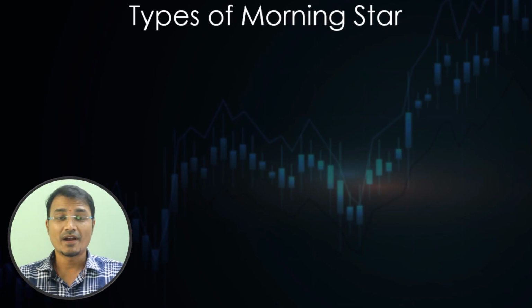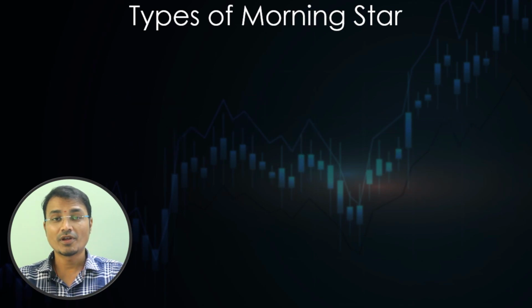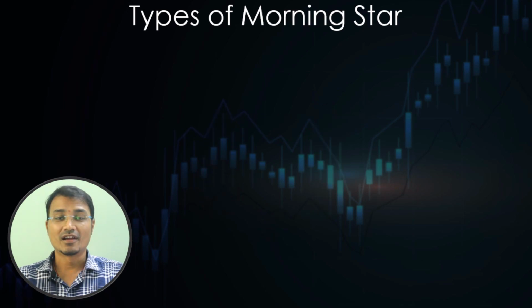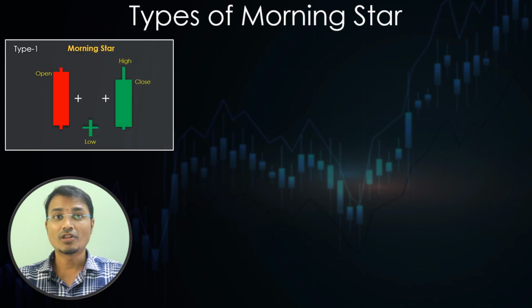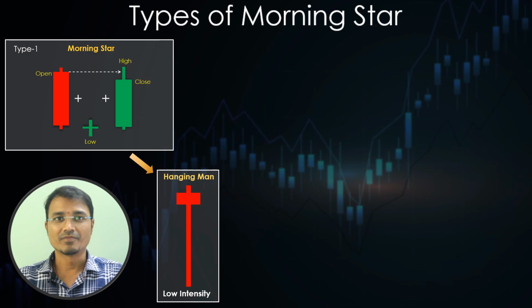Now, let us expand the scope of Morning Star and the logic behind each type. When we compare the Morning Star pattern from lower to higher time frame, there are 3 types. Here, the closing price of the third green candle is the deciding factor. Type 1. The green candle closes below the open price of the red candle. The resultant candle will be the hanging man in the higher time frame.